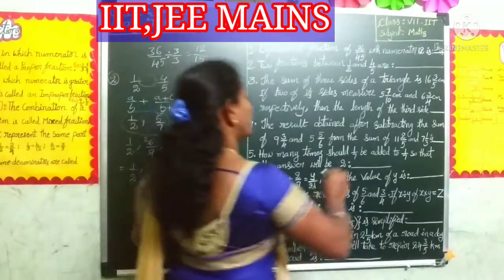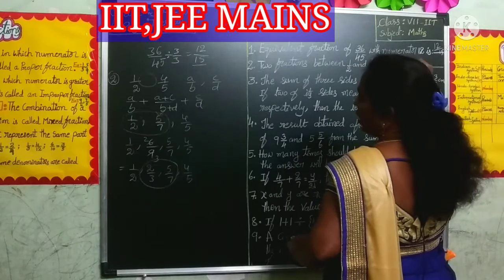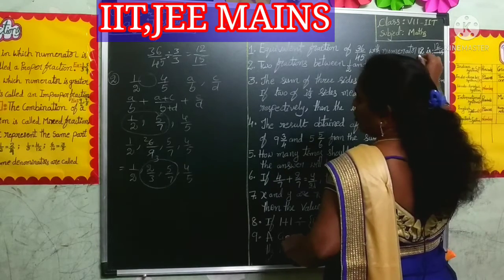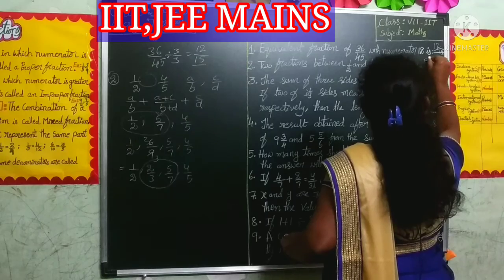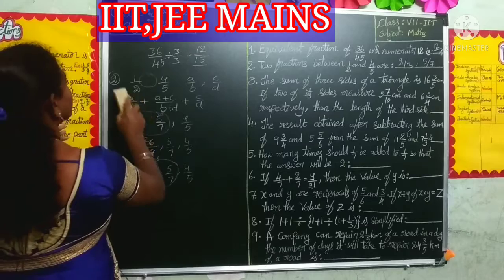So the two fractions are 2 by 3 and 5 by 7. And next one is the third one.